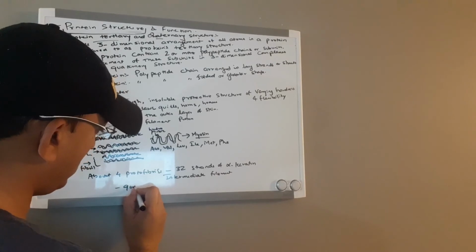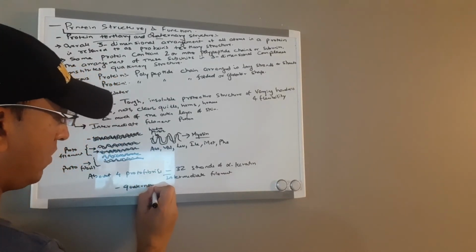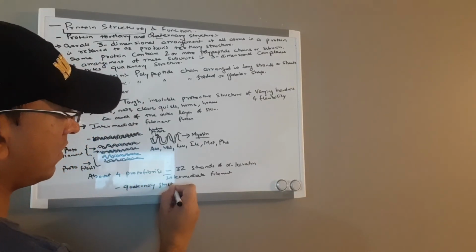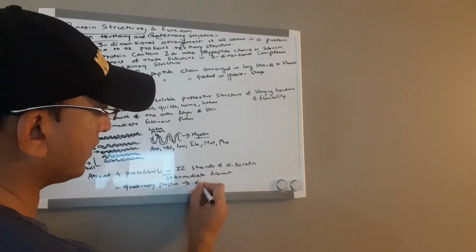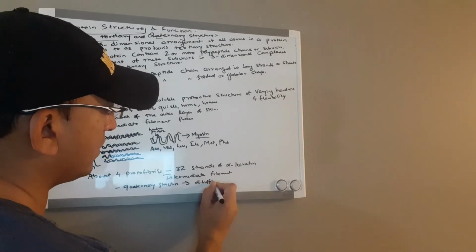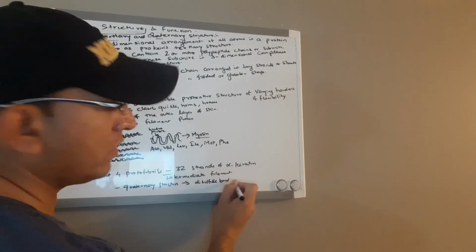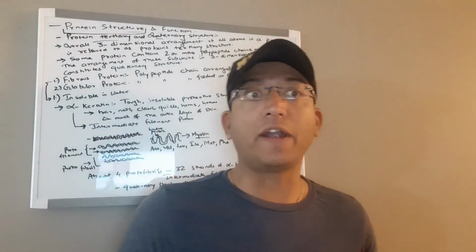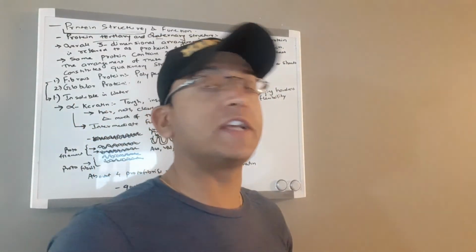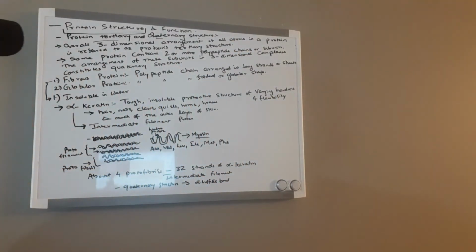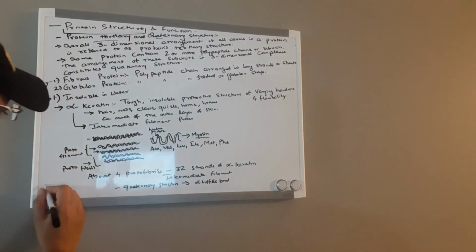Here, for the quaternary structure, the stabilizing cross link is the disulfide bond.